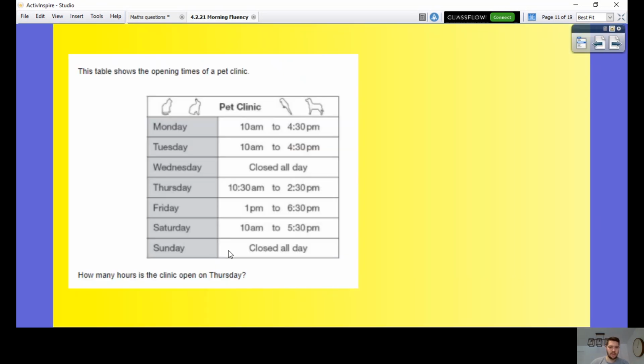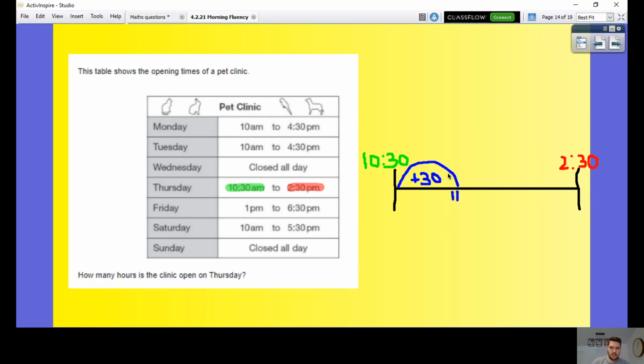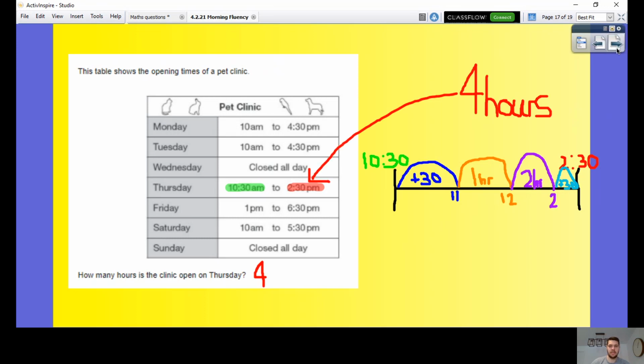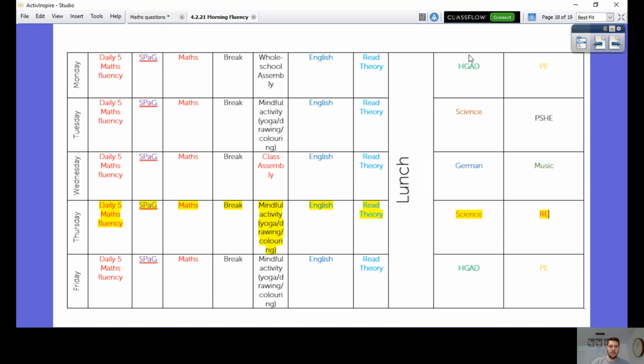The reasoning question, how many hours is the clinic open on Thursday? Let's start our timeline at 10:30. Let's finish it at 2:30. Bit trickier jumps compared to yesterday. I'm going to add 30 minutes to get me to 11. I'm then going to add 1 hour to get me to 12. Then I will add my 2 hours and 30 minutes to get me to 2:30. So I've got 30 minutes, 1 hour, 3 hours 30 minutes, 4 hours in total.